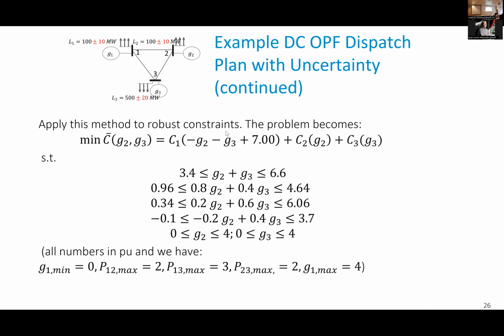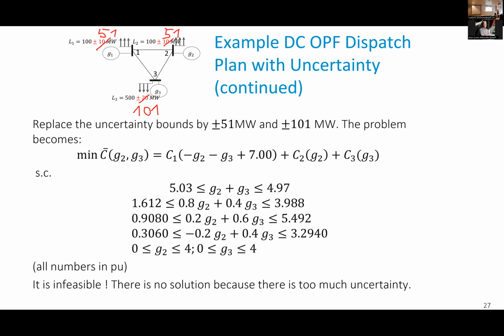If I do that at the end for all the constraints I had, here is what I obtain. I have to solve with respect to G2, G3, and here are all the constraints on G2 and G3. I have removed all the quantifiers. I've removed all the uncertain loads. And here is the result here. Right. This is how my problem is obtained.